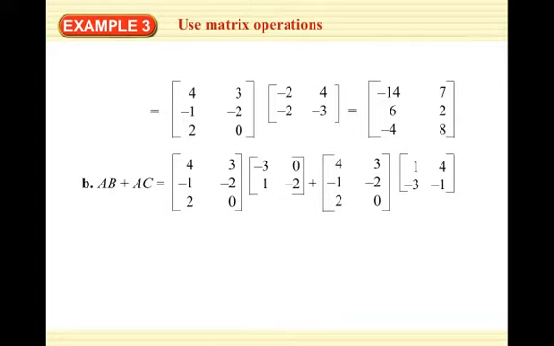So here you can see we've got matrix A times matrix B plus matrix A times matrix C. We're going to do that whole row by column process for each of these.